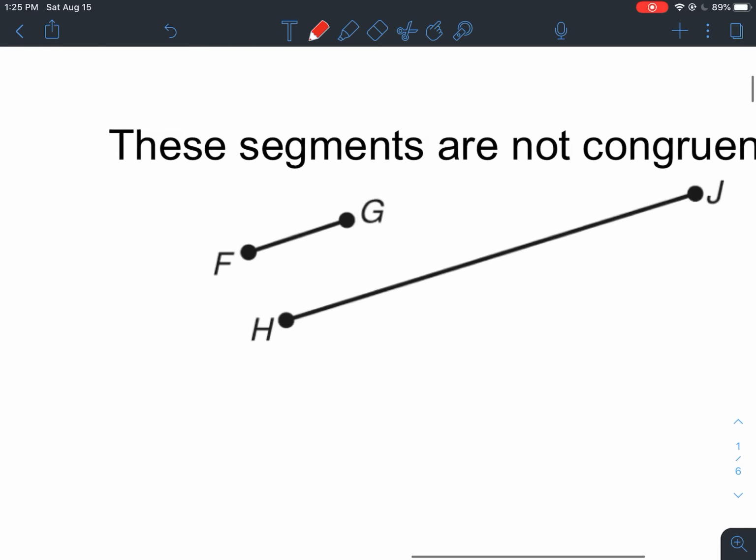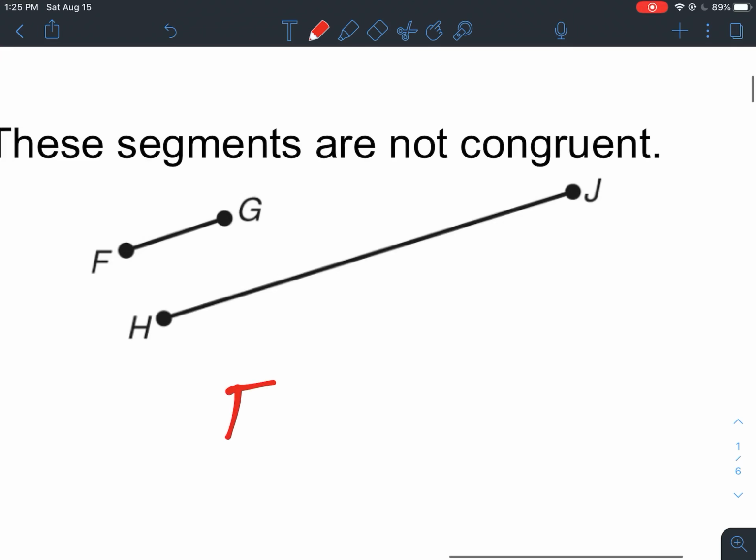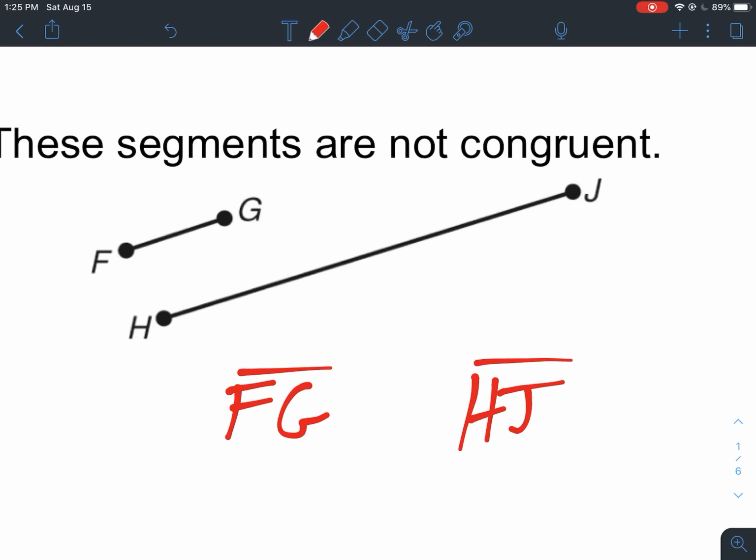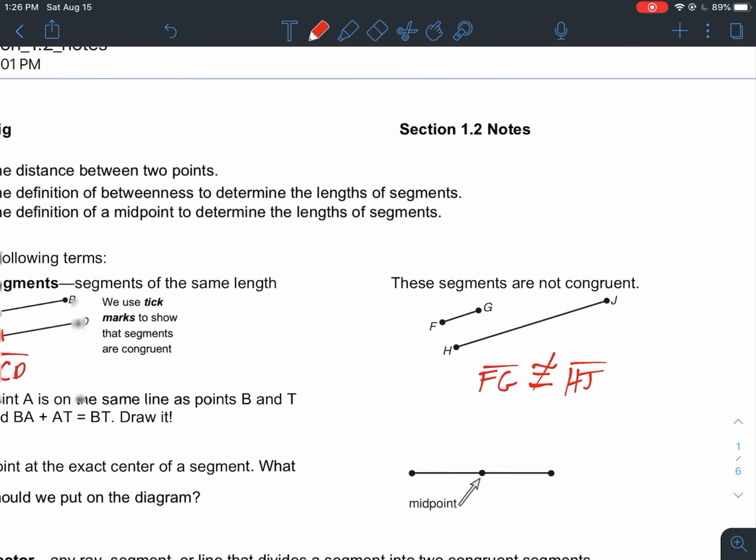If I go over here, segment FG, segment HJ are not congruent. So it's a little congruent symbol with a line through it. That means not congruent. Okay?